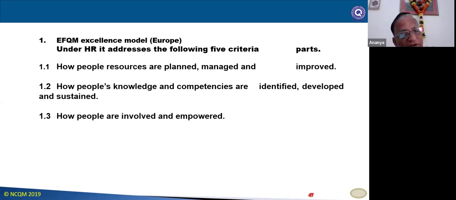How are people involved and empowered? Now, what is the definition of empowerment? What do you mean by empowerment? Who is giving me an answer? Have you heard the word, sir? Santosh or Praveen Patil, what is empowerment? Nowadays we have the word women empowerment. So what is empowerment?